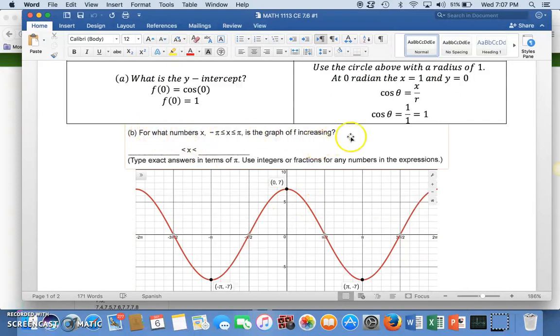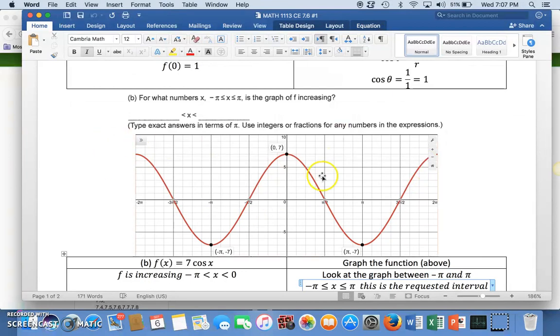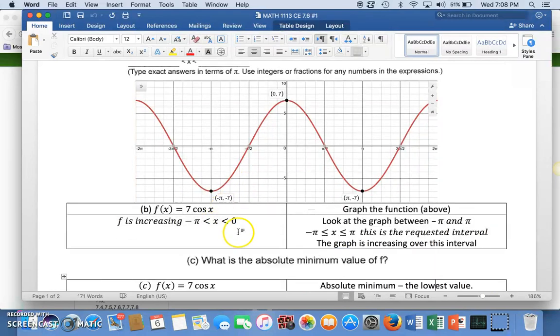And then it says for what numbers x between negative pi and positive pi is the graph increasing? Well, here is the graph of it. This is a graph taken from Desmos. And where is the graph increasing between negative pi and positive pi? This is the piece that it's increasing right here. So it starts increasing when x is negative pi and continues to increase until x is 0. So it's increasing on the interval from negative pi to 0.